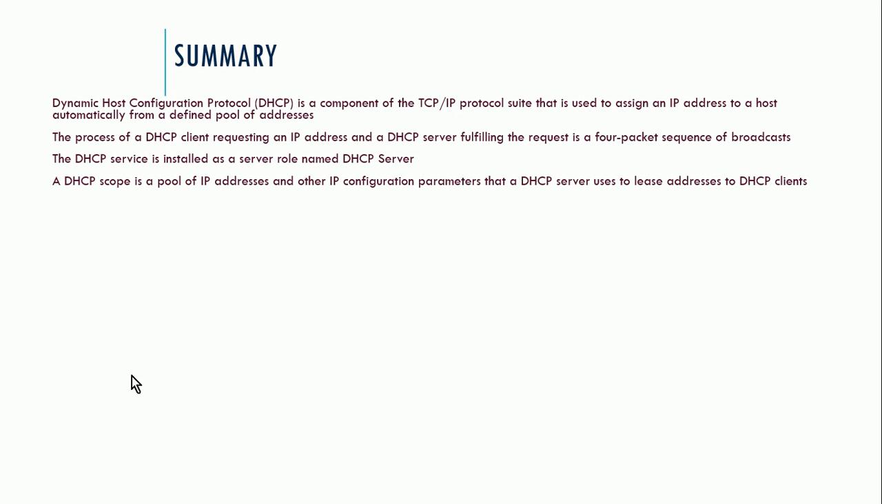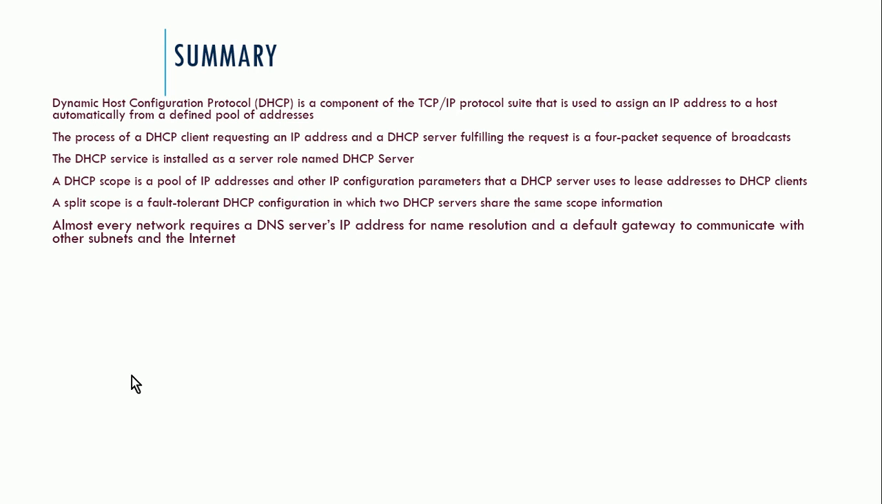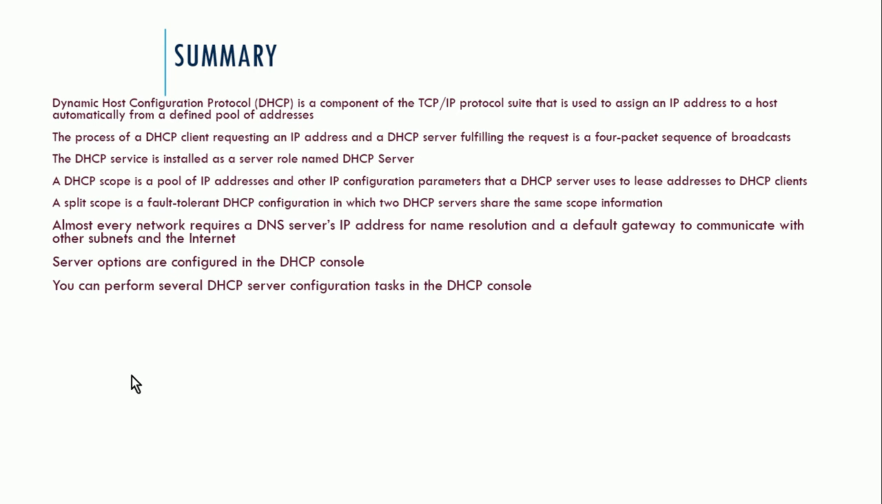We talked about how to install DHCP in Windows 2012. We talked about the scope and the pools of IP addresses within a scope. We talked about using a split scope for fault tolerance, so you can have multiple DHCP servers with their own portions of the scope. We talked about how, in addition to IP addresses, you can provide DNS server information through DHCP, and also that your DHCP server can provide dynamic updates to DNS. So every time a new client, for example, gets a new IP address, it can do those dynamic updates with DNS. We talked about some of the server options, which you can set from the DHCP console.